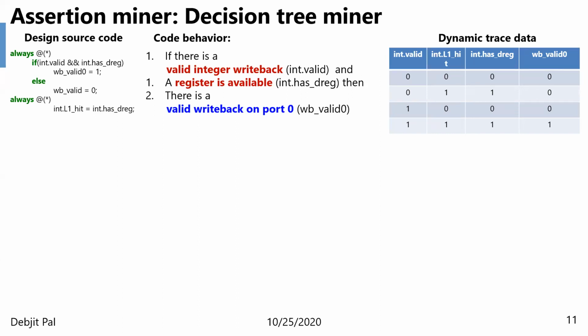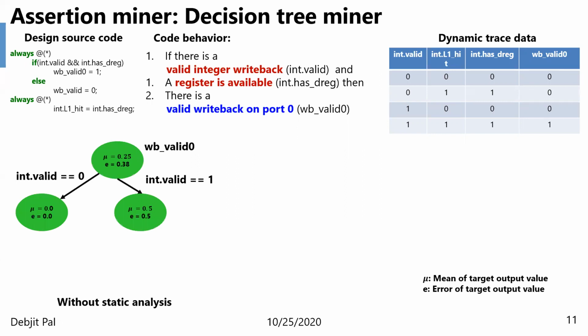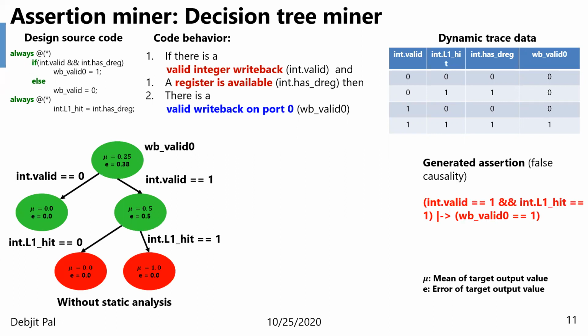The decision tree-based miner recursively partitions the data space by assigning values to feature variables until the value of the target variable is consistent within a data subspace. In this example, wbvalid0 is the target variable, and the remaining variables, namely int.valid, int.l1hit, and int.hasDrange, are feature variables. The mu of a node is the mean value of the target variable within the data subspace represented by that node, and the error e of a node is the mean absolute deviation of the value of the target variable from the mean of that node.